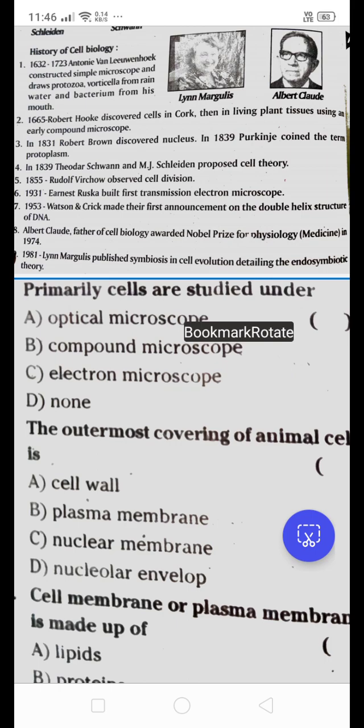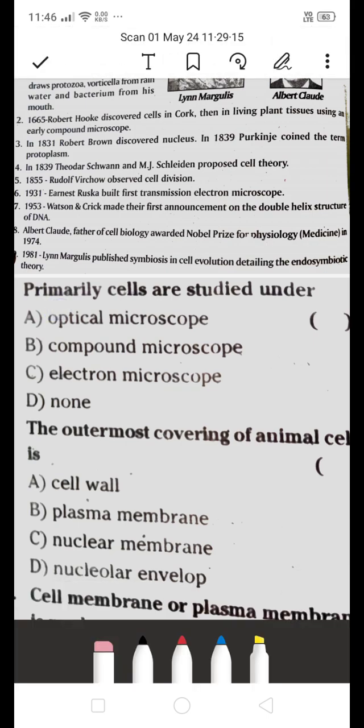First one: primary cells are studied under, is it A, optical microscope, B, computer microscope, C, electron microscope, or D, none? Which is the right answer? Primary cells are studied under the optical microscope. This is the right answer.